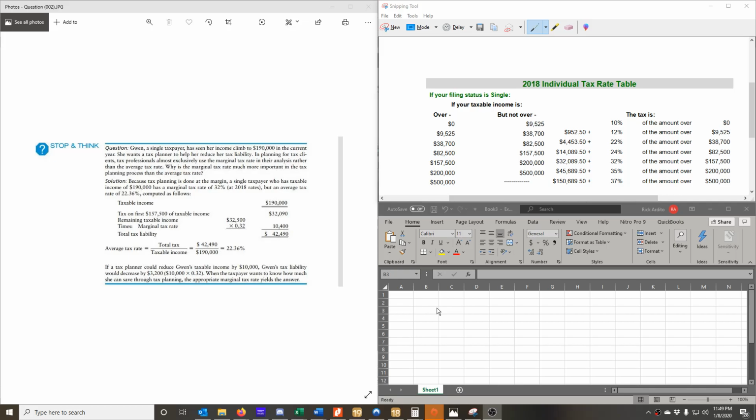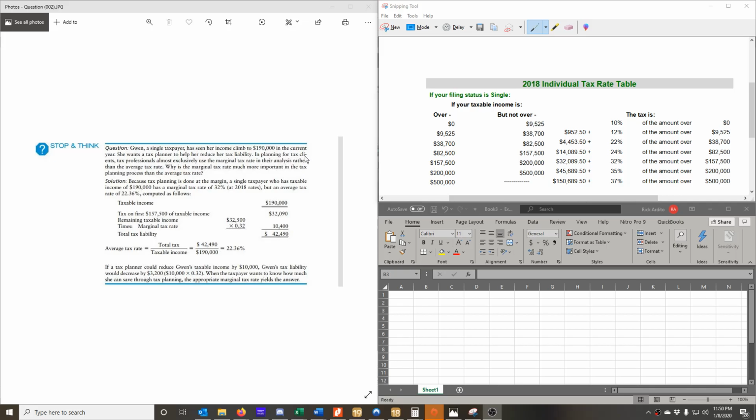I received a question about this stop and think example in the book. So let's read through it and understand how the calculations take place. It says Gwen, a single taxpayer, has seen her income climb to $190,000 in the current year. She wants a tax planner to help her reduce her tax liability.